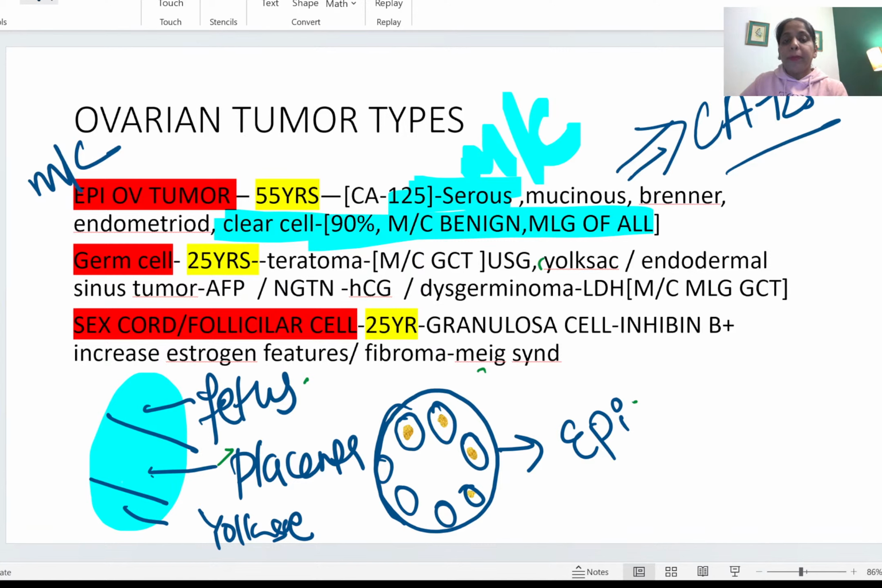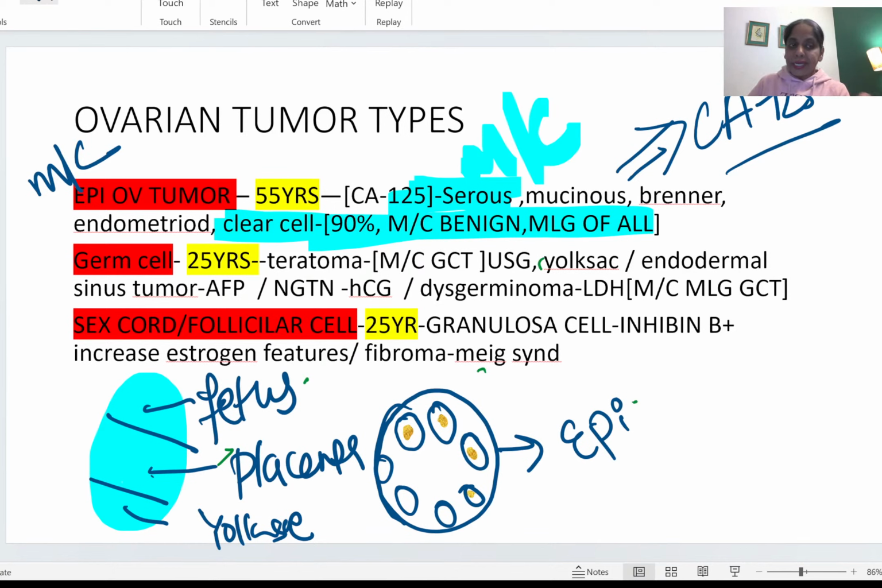Right. The most common tumor of germ cell tumors is dermoid. Now, the most common malignant germ cell tumor. Many times they have asked you. They are not asking you the most common malignant ovarian tumor. The answer to the most common malignant ovarian tumor is epithelial ovarian tumor or serous ovarian tumor. But the answer to the most common malignant germ cell tumor is dysgerminoma.